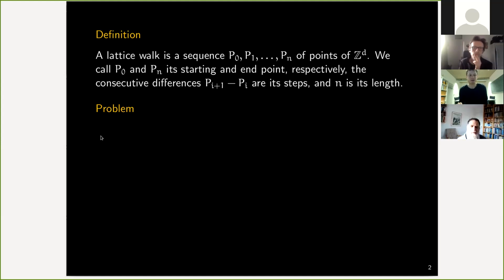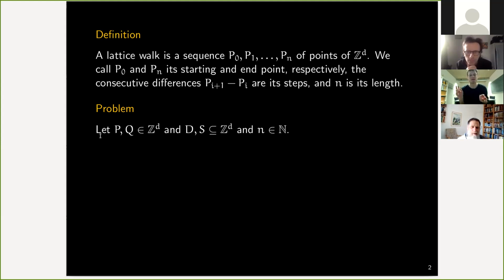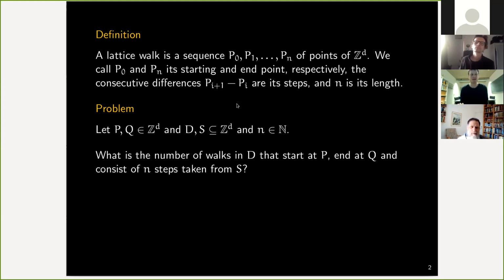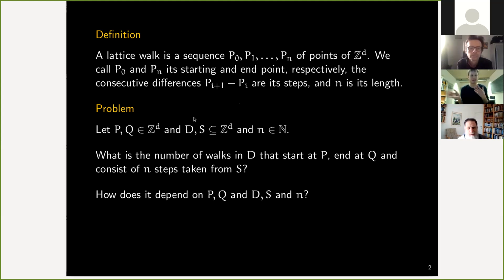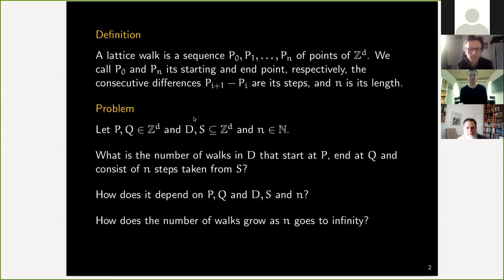And the typical problem in this setting is you have given 2 points, the starting point and the end point, and 2 subsets, the domain the walks are restricted to, and the step set, the set of admissible steps, and a non-negative integer n. And you're wondering, what is the number of walks in D that start at P and end at Q and consist of precisely n steps, all of which are taken from the set S? And how does this number depend on the parameters P and Q and D and S and n? And how does the number of walks grow as n goes to infinity?